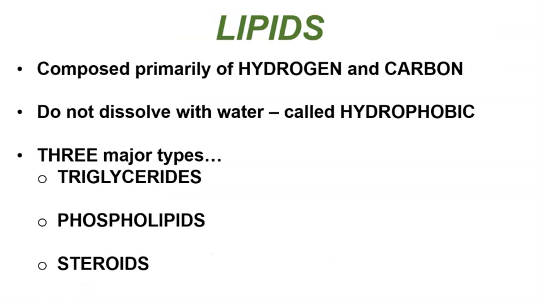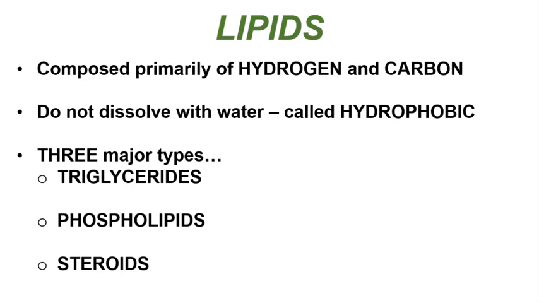And next we have lipids. Lipids are molecules that are composed primarily of hydrogen and carbon. The fact that there is very little oxygen in these molecules gives them the property of being unable to be dissolved in water. This is a property that we call hydrophobic. This term literally translates to water-fearing, but here it implies that lipids are chemically unable to be dissolved by water.